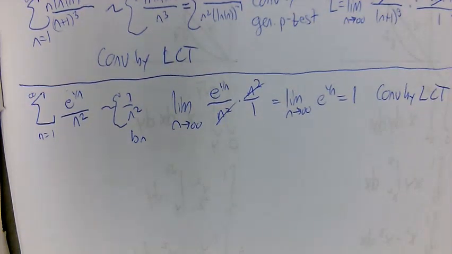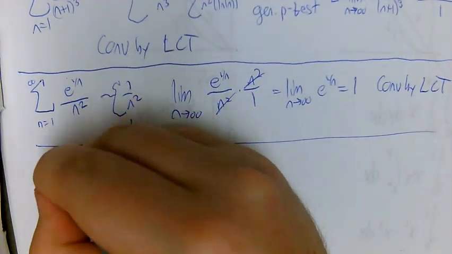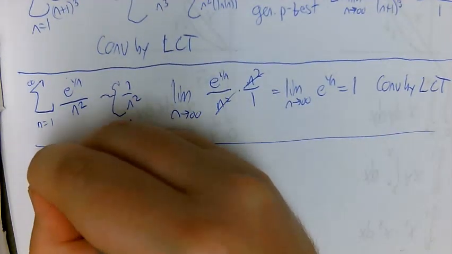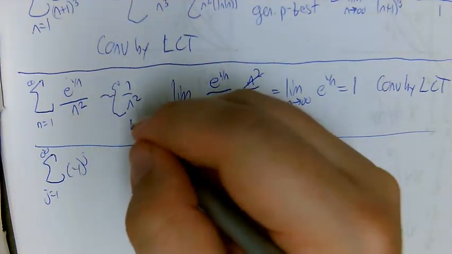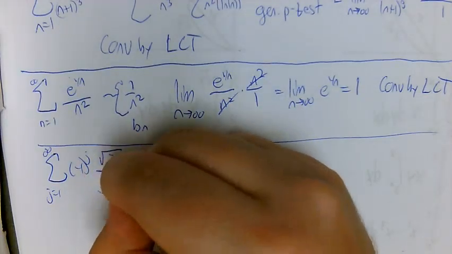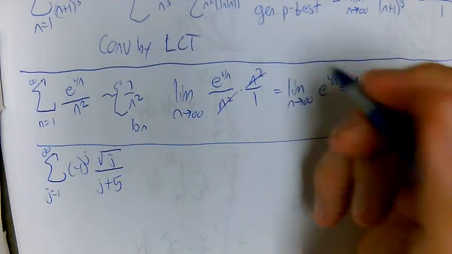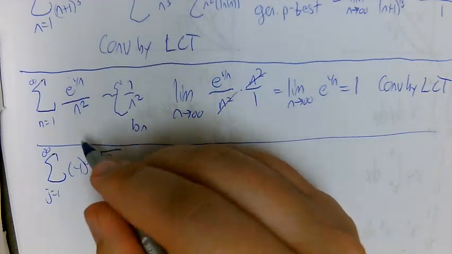Okay, just a few left here. Let's take a look at this one. We have the sum with j from 1 to infinity of negative 1 to the j. Okay, so this might be alternating. And then we have root j over j plus 5 here.